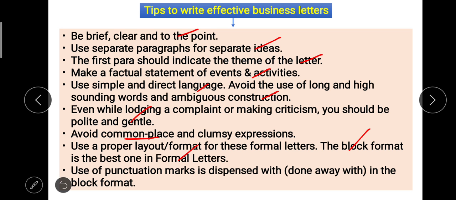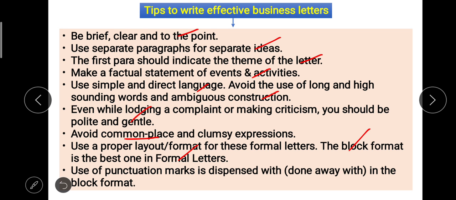Block format means when we write our addresses, self-address or the receiver's address, we needn't write everything in one line or 2 lines only. After every information or after every event, we need to move to the next line. And when we write address, it appears to be a poetic stanza. That is known as block format.